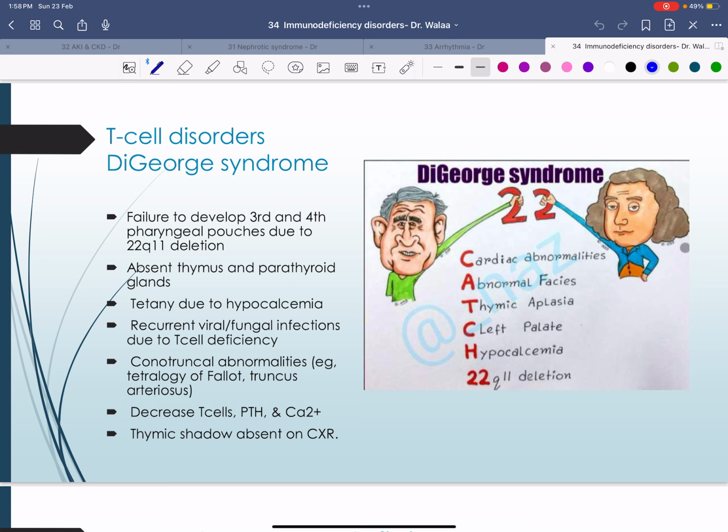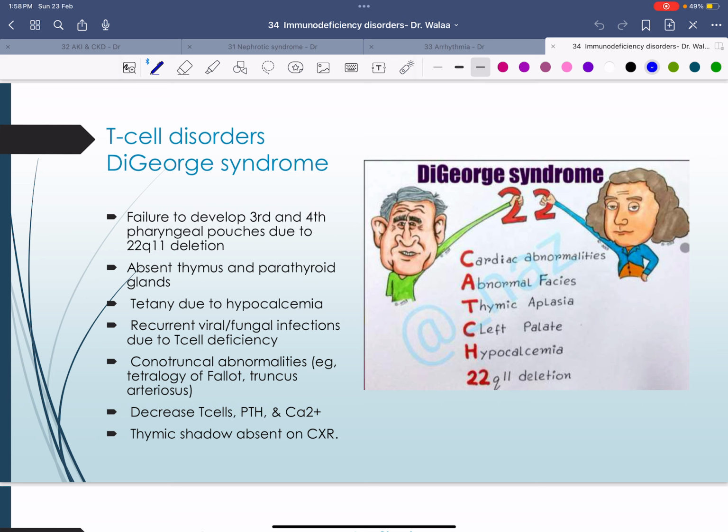So we might see thymic aplasia, meaning absence of the thymic gland, or thymic hypoplasia, meaning it's present but hypoplastic, or parathyroid aplasia, so absence of the parathyroid gland, or parathyroid hypoplasia, meaning it's present but hypoplastic. They also tend to have other midline defects like cardiac defects, which are truncus arteriosus or tetralogy of Fallot, okay? As part of the midline defect, they have abnormal facial features, coarse facial features as well. Some of them might have cleft palate as part of the central or midline defect, okay?